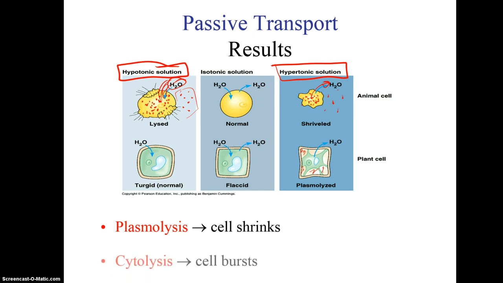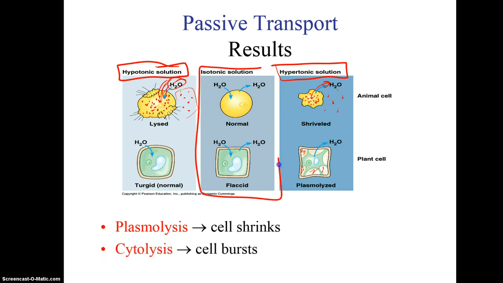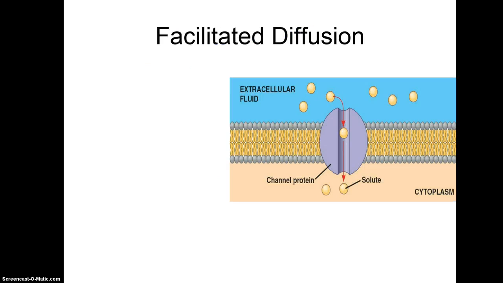Okay, the ideal is the isotonic solution. So plasmolysis, this is when a cell shrinks. Cytolysis, this is when a cell bursts. So next we talk about facilitated diffusion.